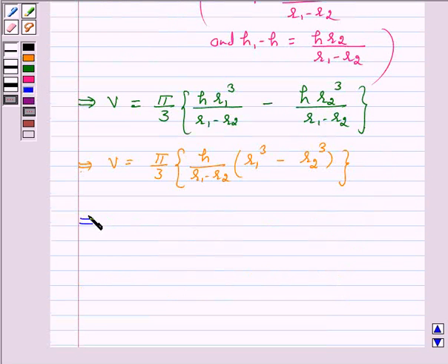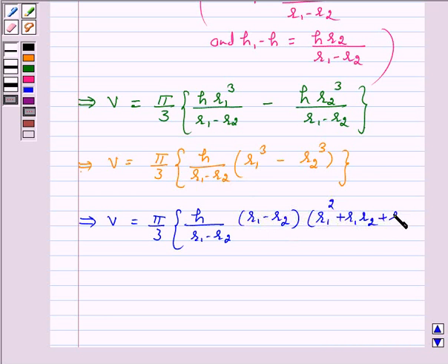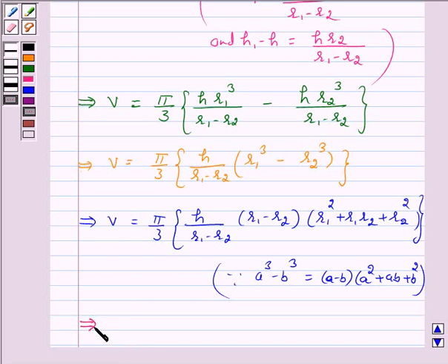So this implies V is equal to pi by 3 into h upon r1 minus r2 into r1 minus r2 into r1 square plus r1 r2 plus r2 square, because a cube minus b cube is equal to a minus b into a square plus ab plus b square. This implies V is equal to 1 by 3 pi h into r1 square plus r1 r2 plus r2 square.